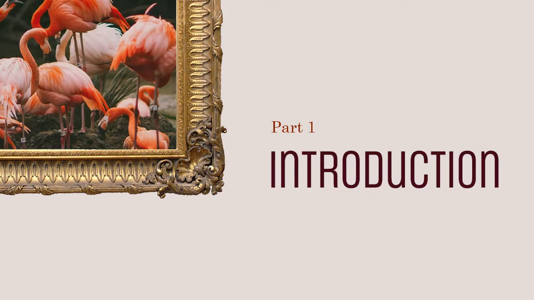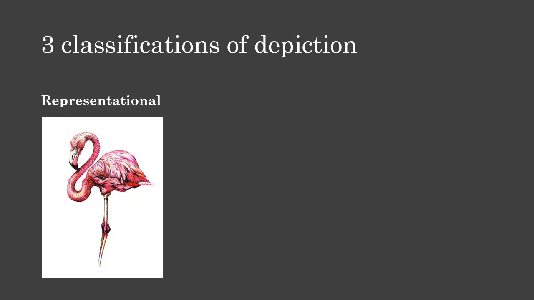All right, so this will be part 1, Introduction. There are 3 basic classifications of depiction as they refer to what we see in nature. So the first one is representational. This would be a rendering attempting to replicate an actual thing as seen in nature so that people can recognize the image. It could also be called pictorial or figurative, right?